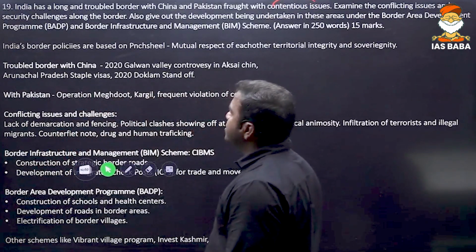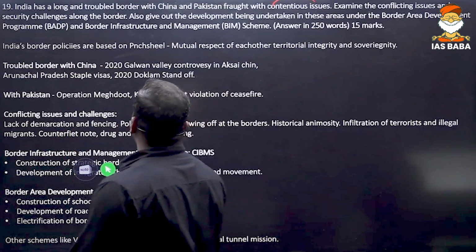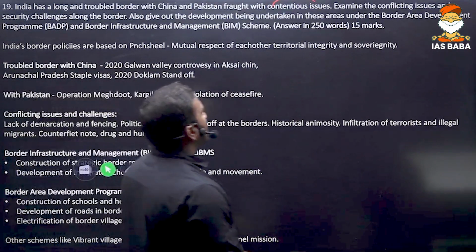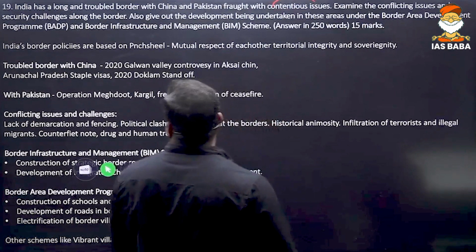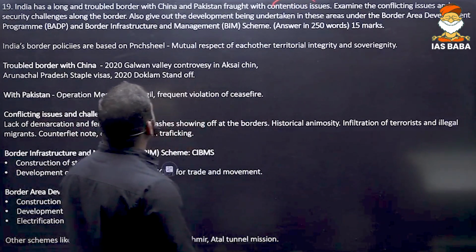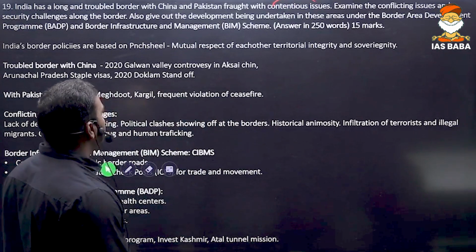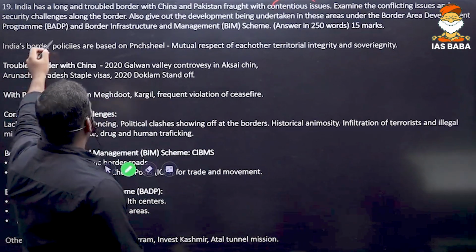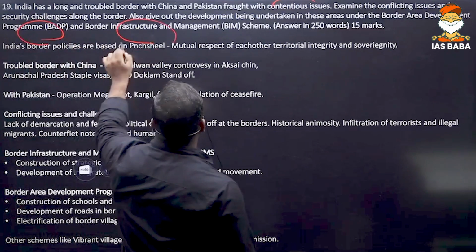19th, India has a long and troubled border with China and Pakistan, fraught with contentious issues. Examine the conflicting issues, security challenges along the border. Also give out development being undertaken by Border Area Development Program and Border Infrastructure Management Scheme.